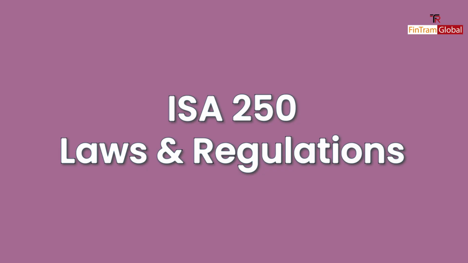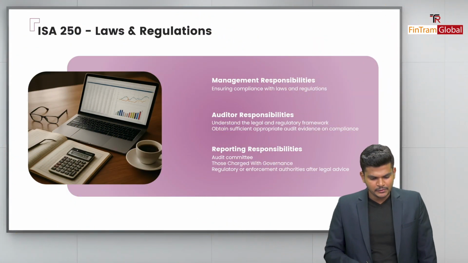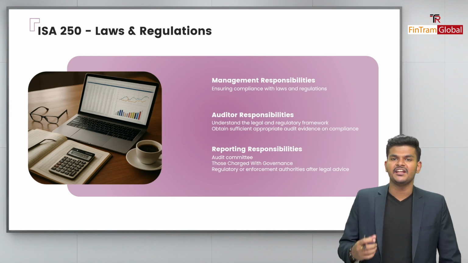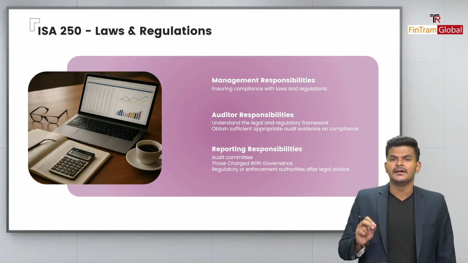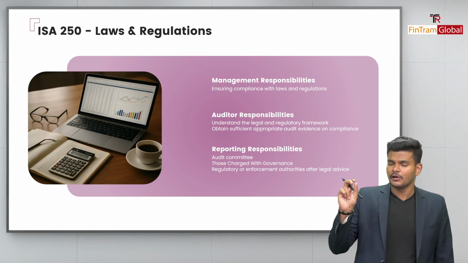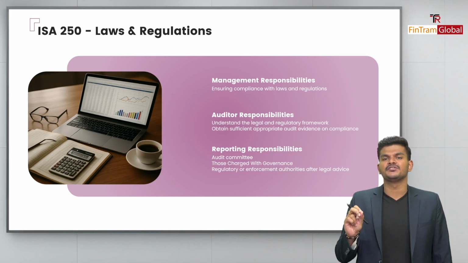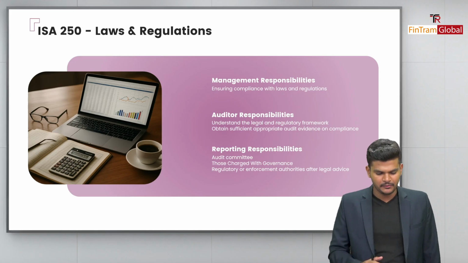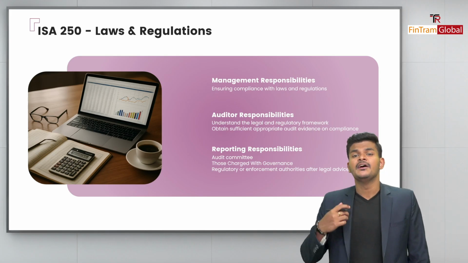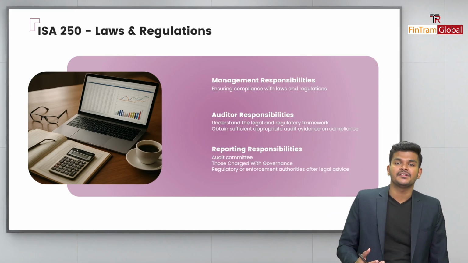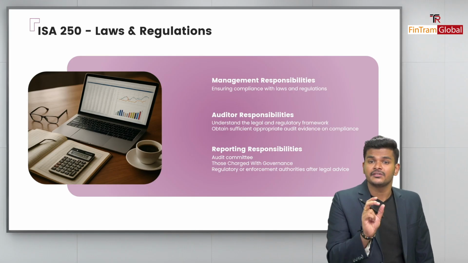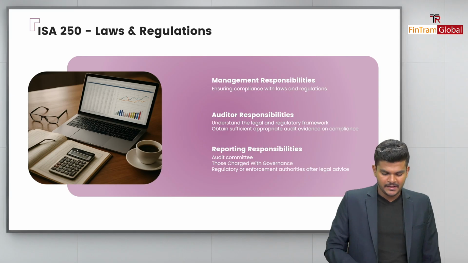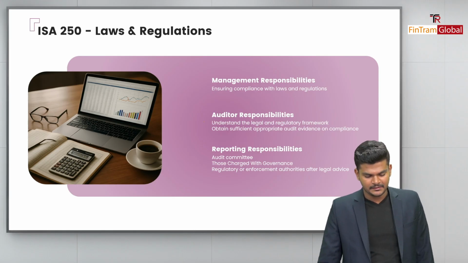Now, moving on to ISA 250, laws and regulations. When it comes to laws and regulations, what's the idea? Again, who has the primary responsibility to ensure against NOCLAR? NOCLAR is non-compliance with laws and regulations. So, who has the ultimate responsibility to identify non-compliance with laws and regulations? The management. And what is the auditor's responsibility? We have to provide reasonable assurance that the financial statements are not materially misstated due to NOCLAR. That's basically the idea. And again, reporting responsibilities are kind of the same as for fraud and error itself.